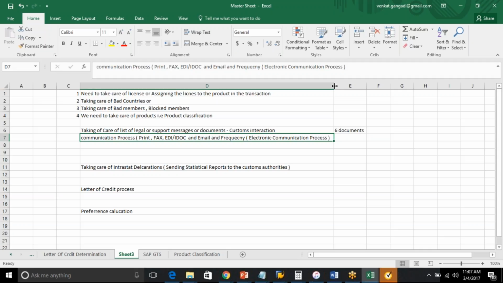So that means whatever the document, whatever the message, whatever the legal support message, you need to trigger from the GTS module. Okay, you understood? So I guess whatever document we created in ECC, the same document will flow to GTS, and then I think it will create a customs document.